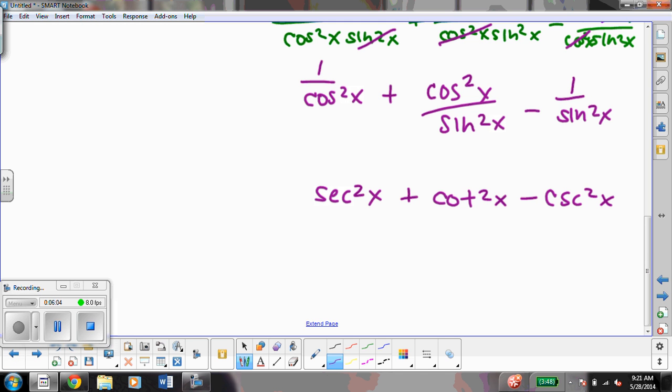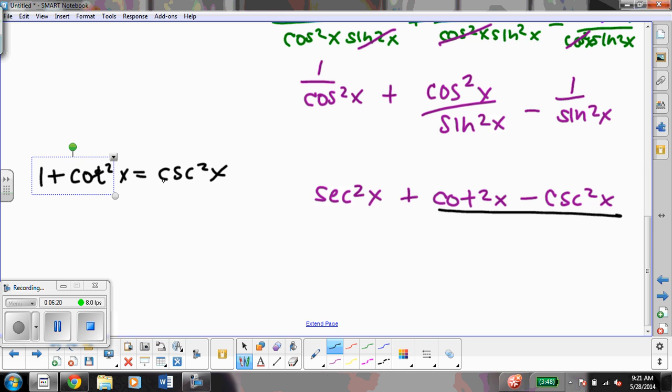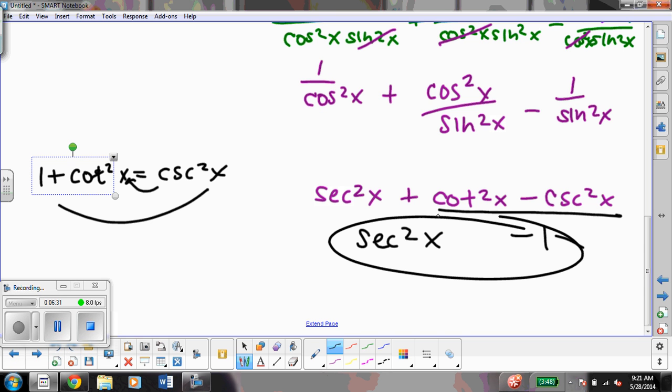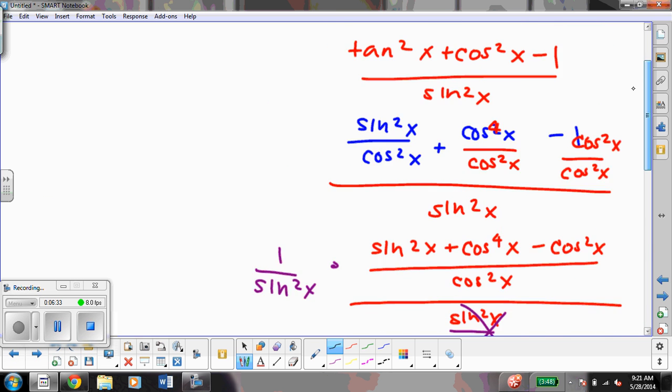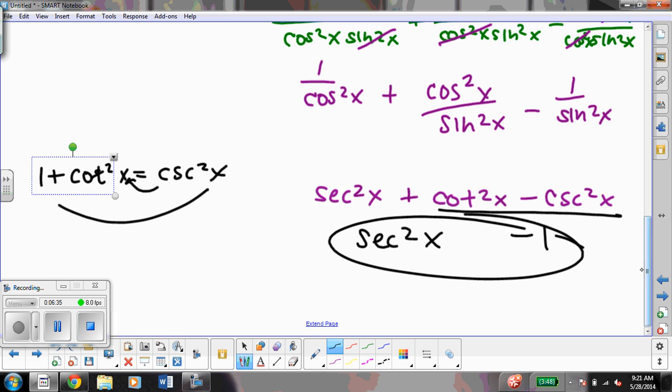And cotangent minus cosecant makes me think about a Pythagorean identity. So I know the Pythagorean identity with cotangent and cosecant in it is this. So cotangent squared minus cosecant squared, I would have to move the cosecant over here and move the 1 over here. So that's negative 1. And secant squared x minus 1 is what I was going for all the way at the beginning. So I'm finished.